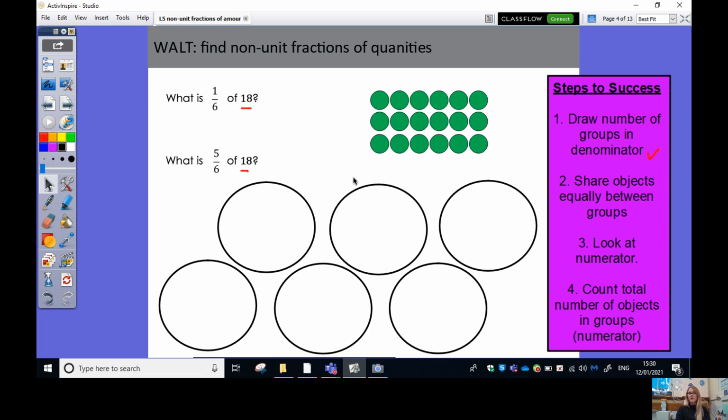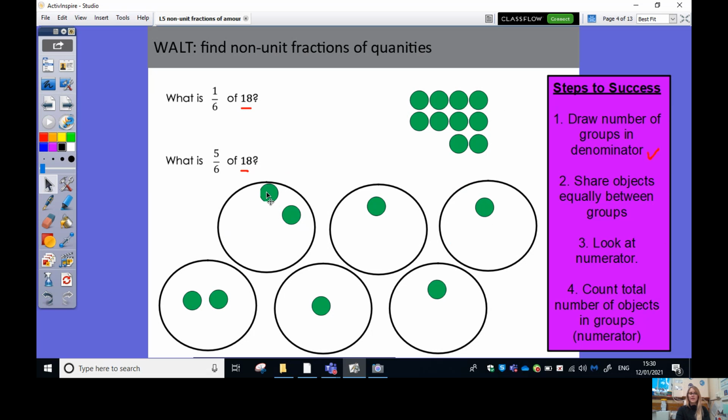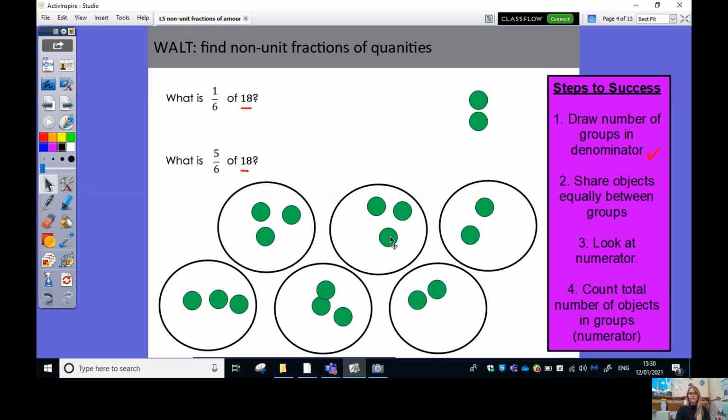Fantastic. So then I need to share the objects equally. I'm doing exactly the same, but this time I have a different amount of groups to share with. I'm going to have to make sure I do that equally. Just bear with me. So I have 2 so far. And 1, 2, 3, 4, 5, 6. Okay, all my objects are shared equally. Let's just double check that they are equal. Make sure I've not messed it up. 1, 2, 3 in each group. Fantastic. So they are equal because every single group has the same amount.